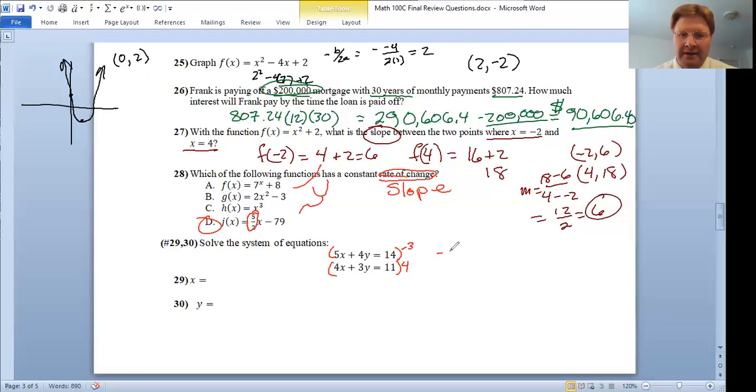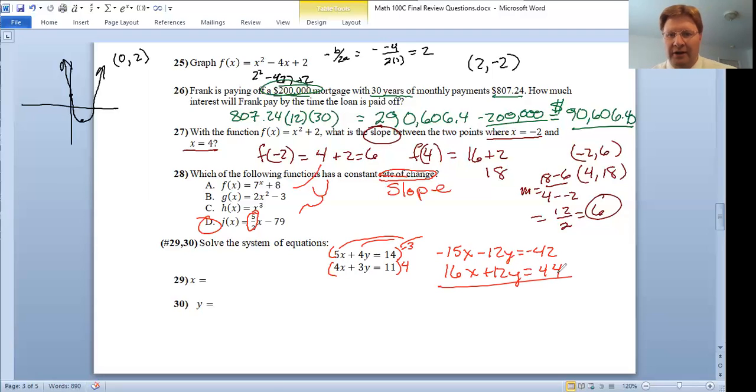So I get -15x minus 12y equals -42. That's timesing -3 in everywhere, both sides of the equation. And the other one is 16x plus 12y equals 44. When I add these two together, I get x equals 2. That's that one right there.